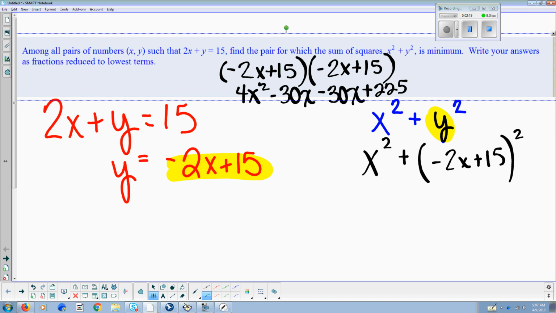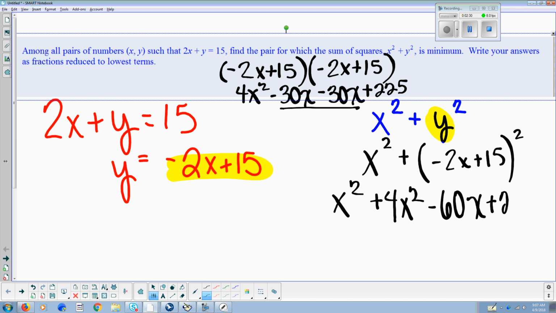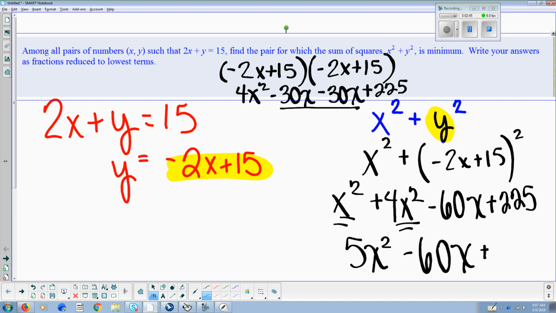Okay, so this is going to equal x squared plus 4x squared. These combine to be negative 60x plus 225. I have another set of like terms that can be combined. x squared and 4x squared combine to be 5x squared minus 60x plus 225.